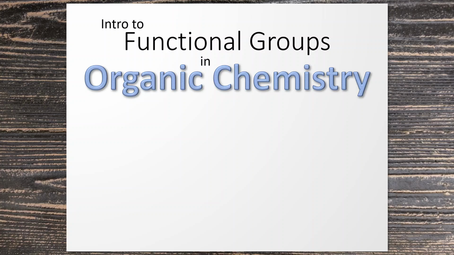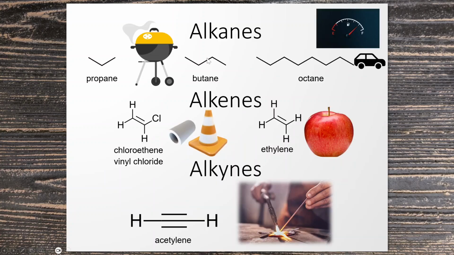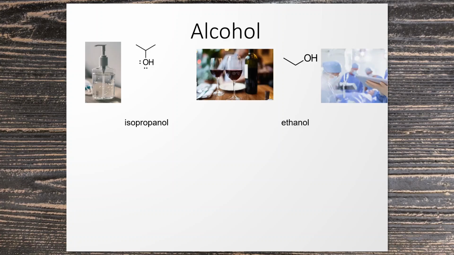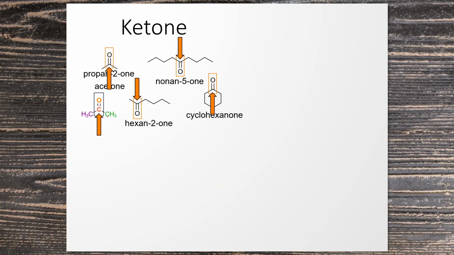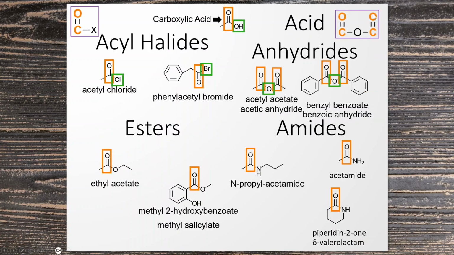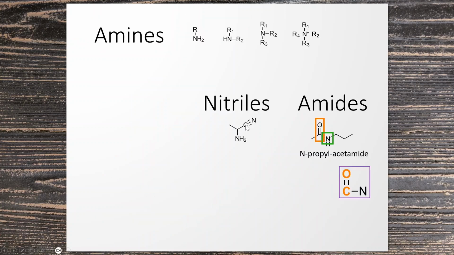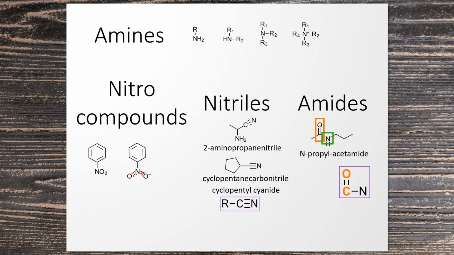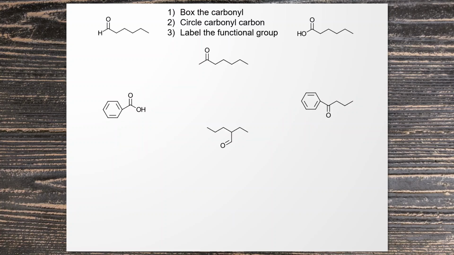Today I will be introducing you to different functional groups in organic chemistry. Note this is not an exhaustive list, but we will start with hydrocarbons, including alkanes, alkenes, alkynes, and arenes. Next we'll move on to oxygen groups, including alcohols, ethers, and carbonyl groups such as carboxylic acids, ketones, aldehydes, and carboxylic acid derivatives. Next is nitrogen, including amines, amides, nitro groups, and nitriles. And lastly, we will go over the sulfur groups, thiols, and sulfides.